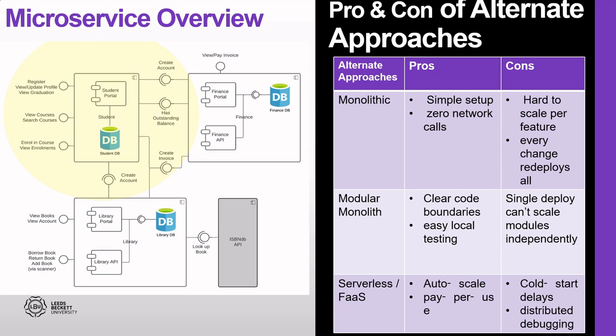And lastly, we can also do serverless/FaaS, which is another alternative to using microservices. It auto scales and it's pay per use, so it's not difficult per se. You can scale it more than the monolith. However, it has cold start delays and distributed debugging, so it's harder to debug your code.